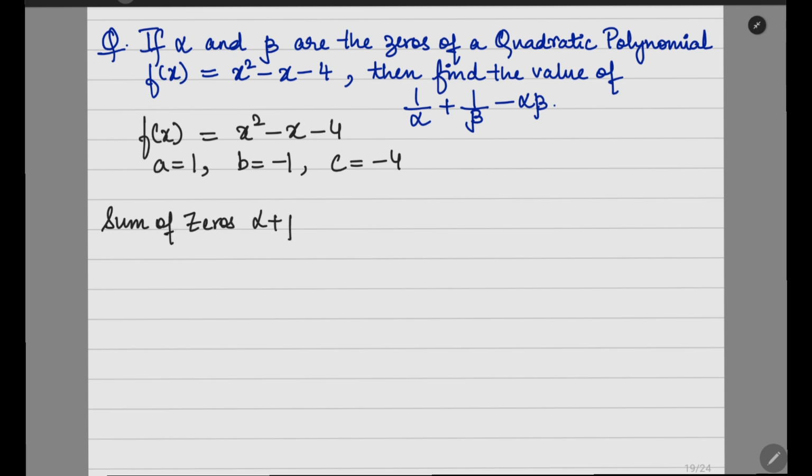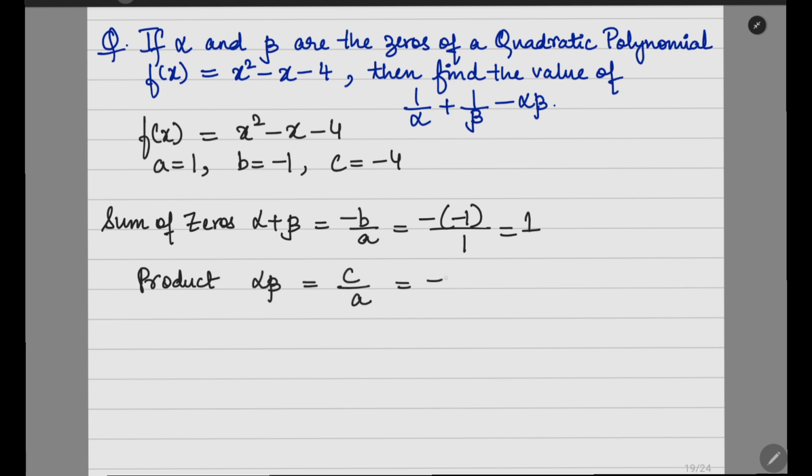Alpha plus beta is equal to minus b by a, which is nothing but minus of b is minus 1 by 1. That is nothing but 1. Okay. What is the product? Alpha beta is equal to c by a. What is c? Minus 4 by a is 1, which is nothing but minus 4.